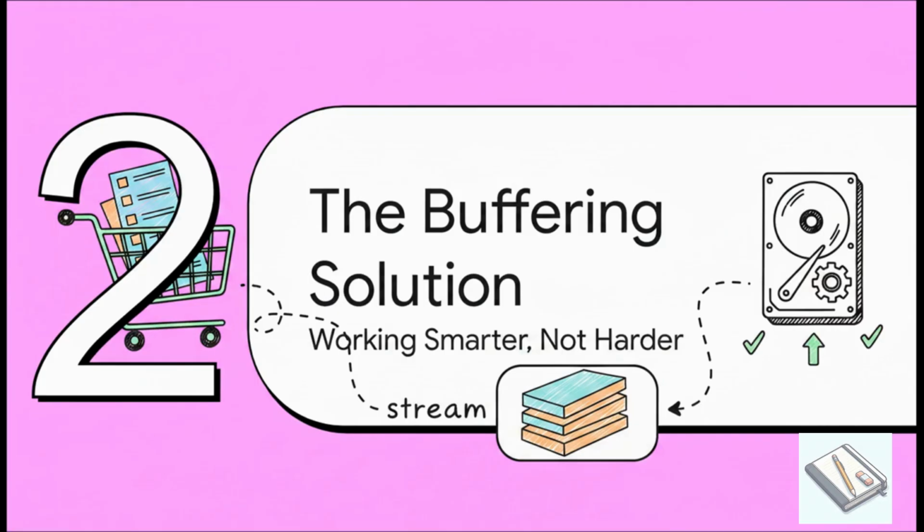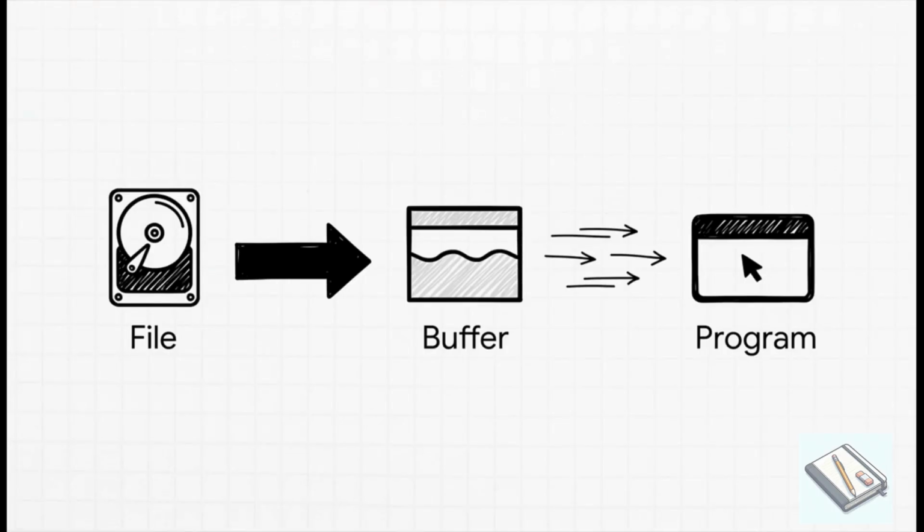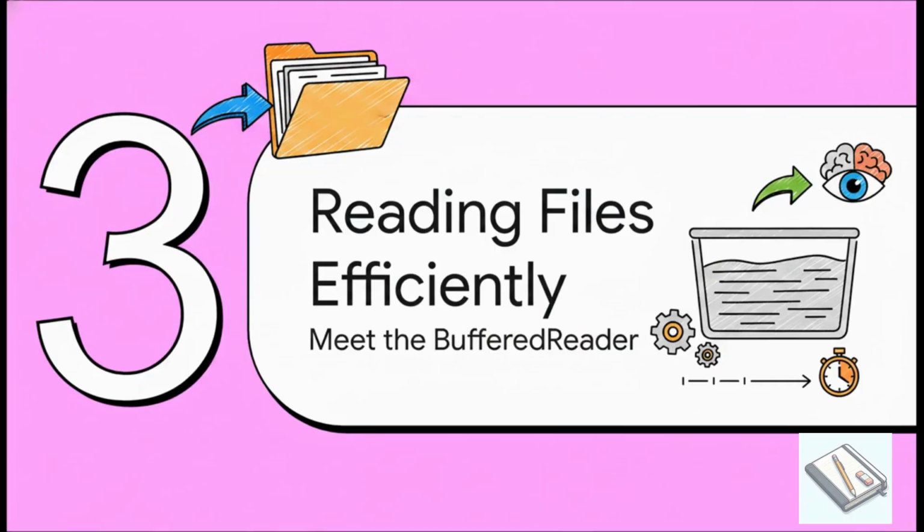So let's talk more about that shopping list. This is the buffering solution. It's all about working smarter, not harder, when it comes to your file operations. So what even is a buffer? It's really simple. It's just a temporary holding area in your computer's fast memory, its RAM. So instead of going directly to the slow hard disk every single time, your program gets to talk to this much faster in-memory staging area. This diagram shows the new flow perfectly. The buffer acts as the super efficient middleman. It moves big chunks of data between the slow file system and your program. So your program mostly just talks to the buffer, which cuts down on all those expensive direct chats with the operating system.